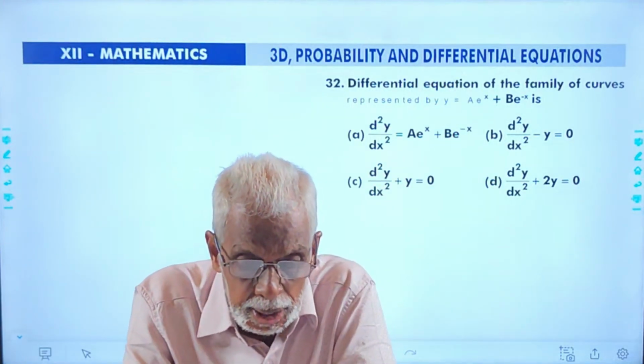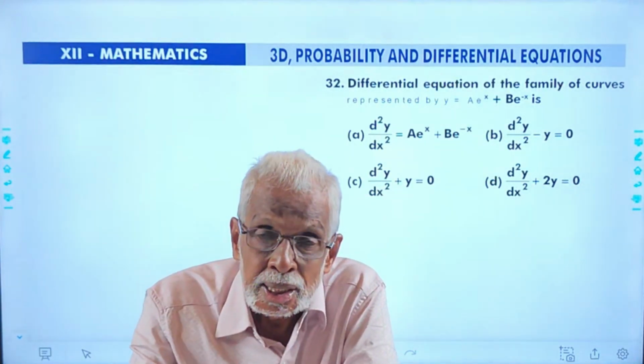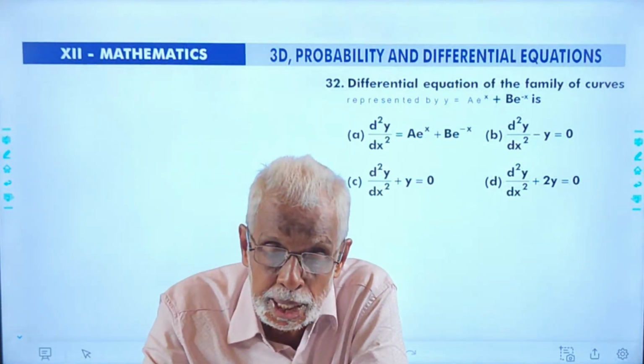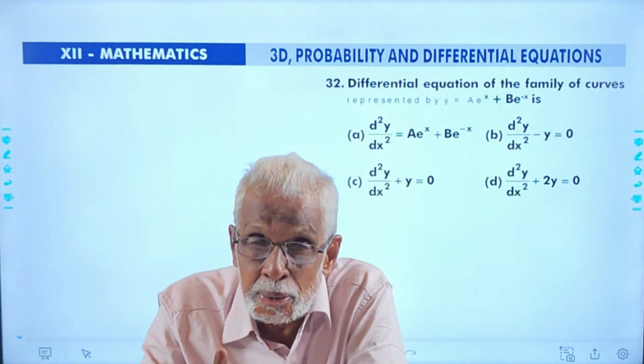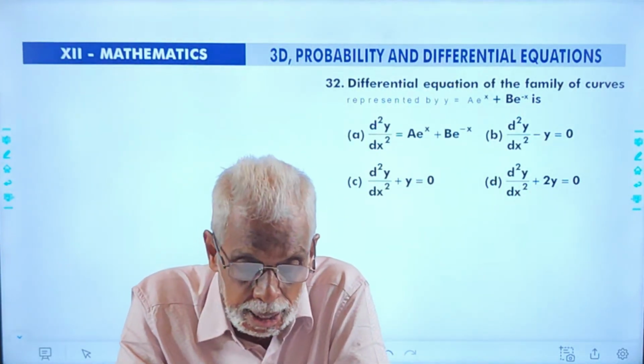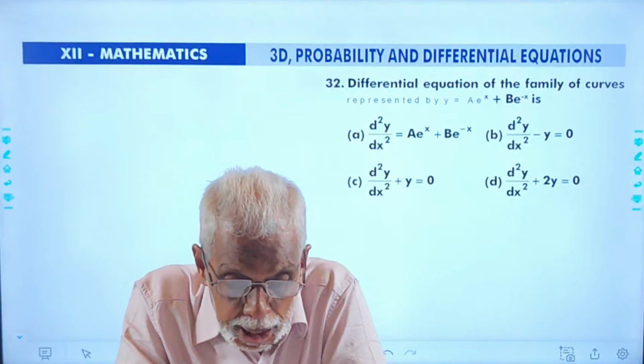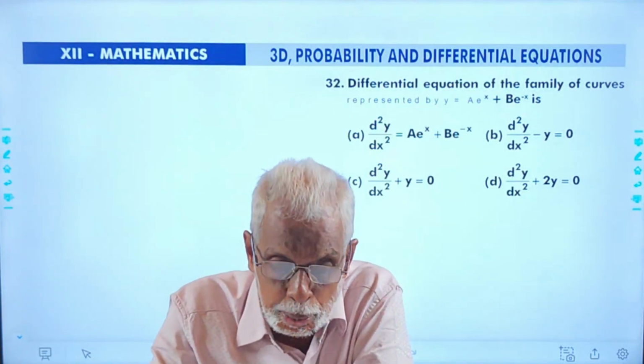Then we know d square y by dx square is equal to a into e raised to x plus b into e raised to minus x. Therefore, d square y by dx square is equal to y. Hence the equation is d square y by dx square minus y is equal to 0. Correct choice is B choice.